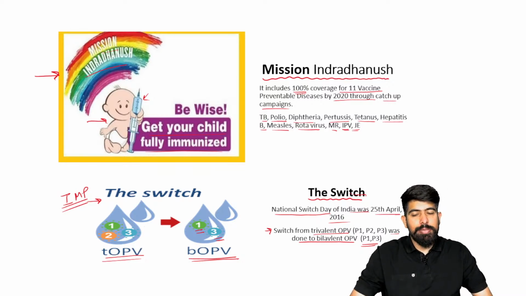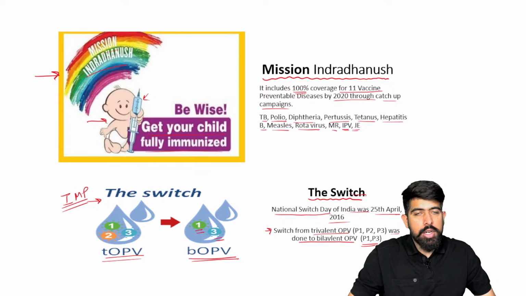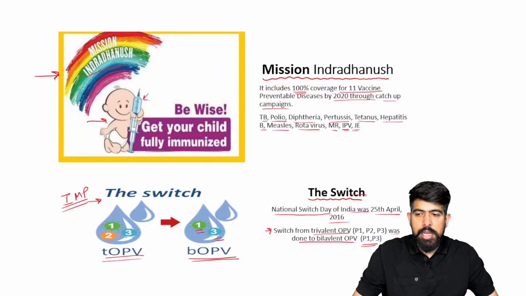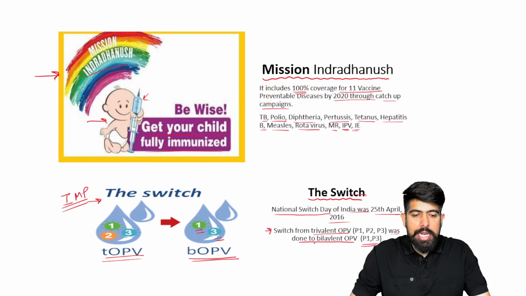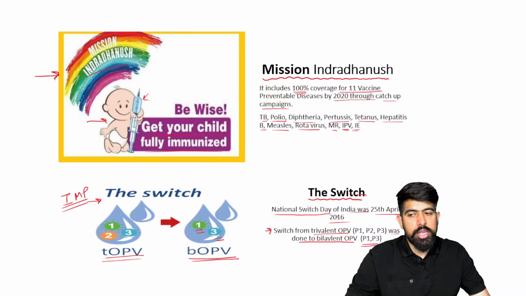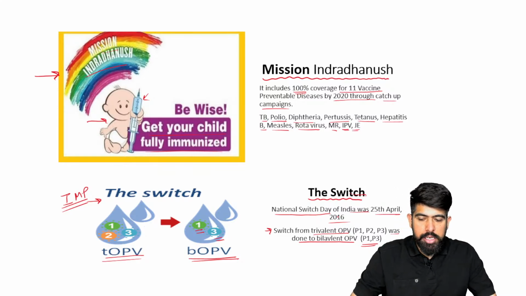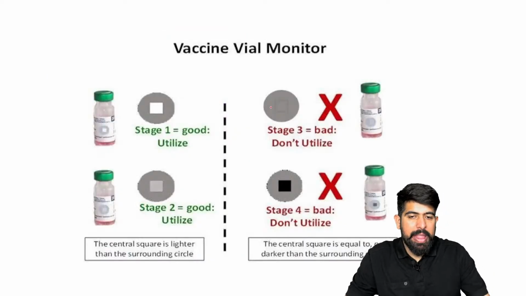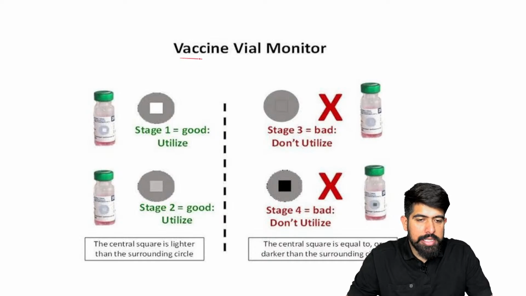Please remember, what is the National Switch Day? Yes, 25th of April in India. In the trivalent we had polio 1, polio 2, and polio 3, but nowadays we are using the bivalent, with only polio 1 and polio 3. The next thing is the vaccine vial monitor.